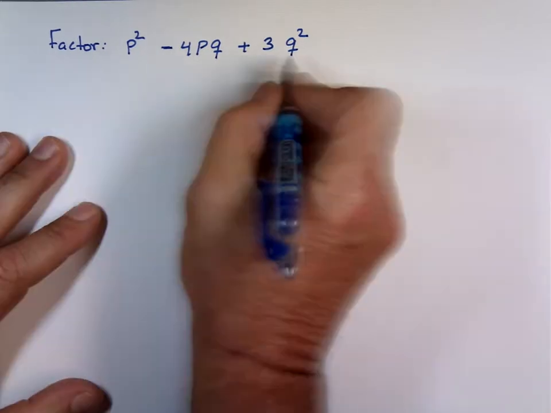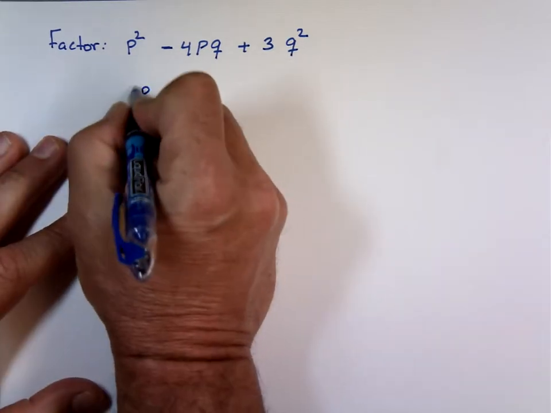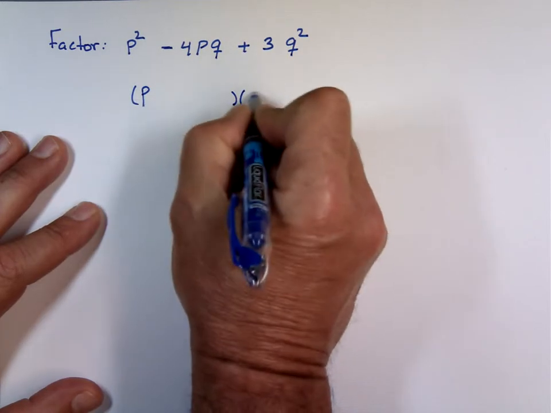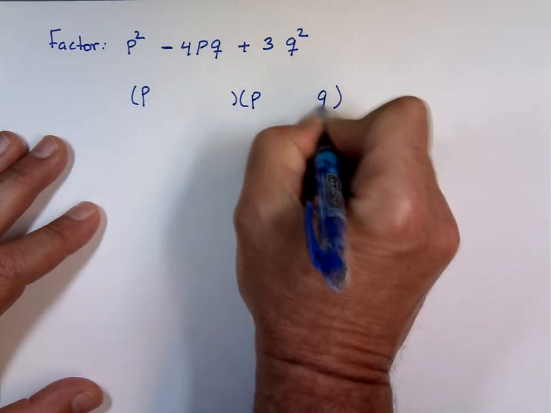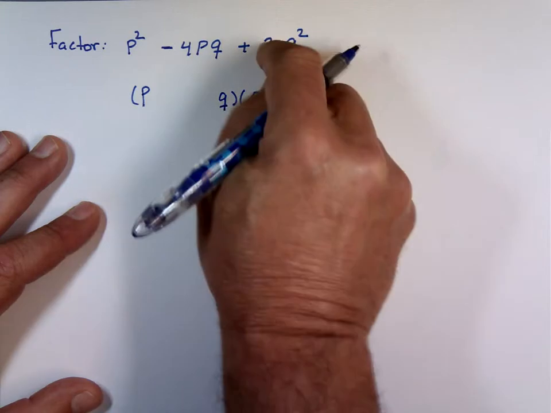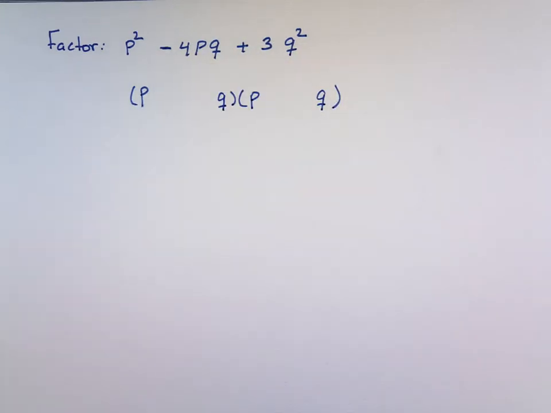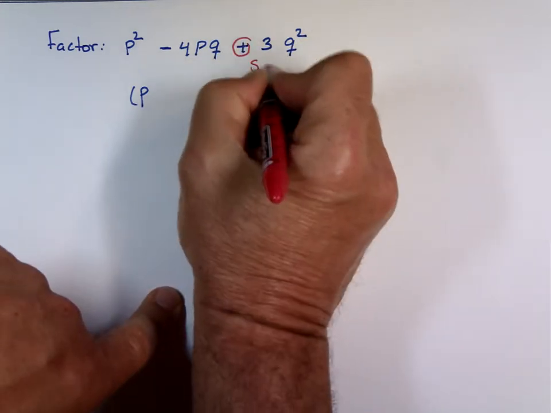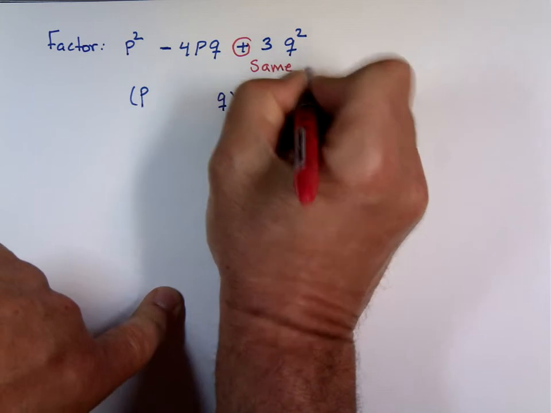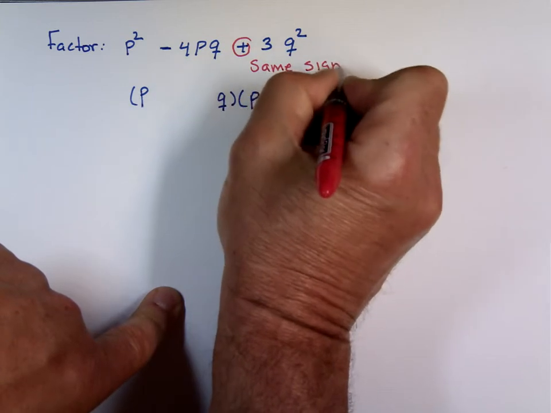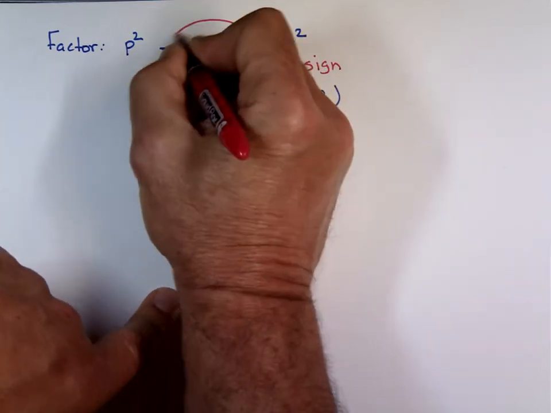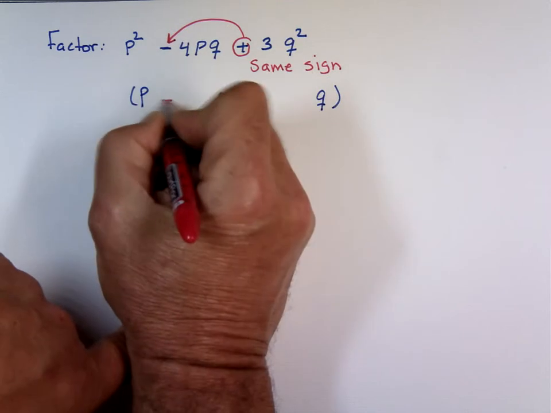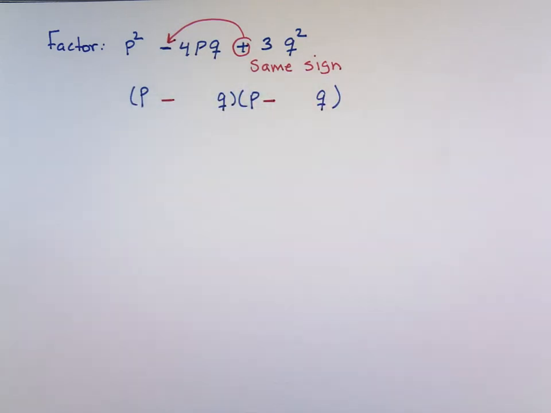Again, this I know is going to be p and p, and the q squared is going to be q and q. We'll deal with the numbers shortly. I see a plus sign. That tells me both signs will be the same. So both going to be the same as this one. So both going to be negative numbers.